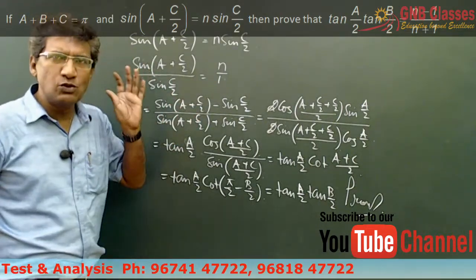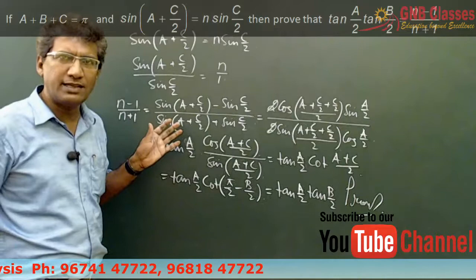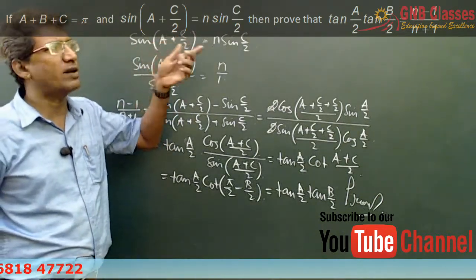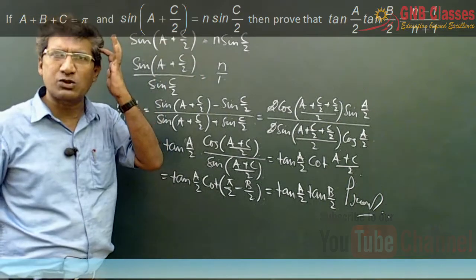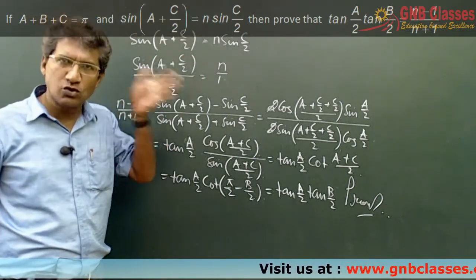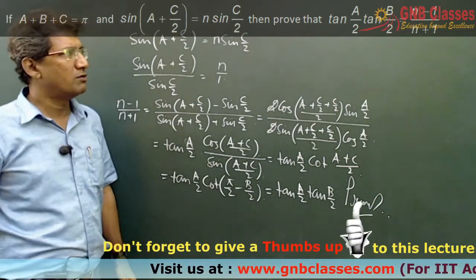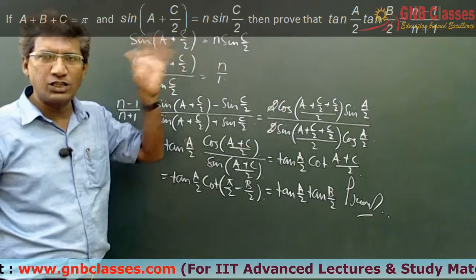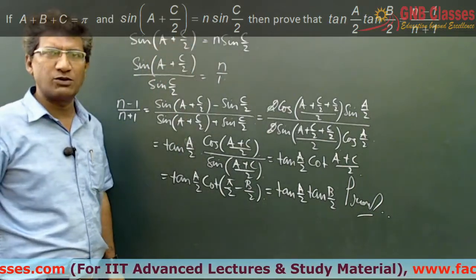How did I come to know that I have to approach by this method? Once you see in the proof part that there is n minus 1, n plus 1, the first thing that will strike my mind is to go for componendo and dividendo. Is it clear? So try to approach the sums. Just keep this in your mind: whenever I see this kind of form, I should go for componendo and dividendo, right?